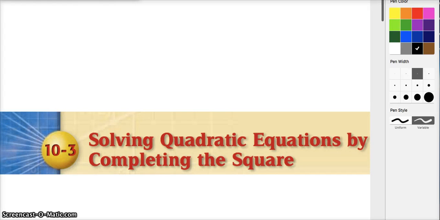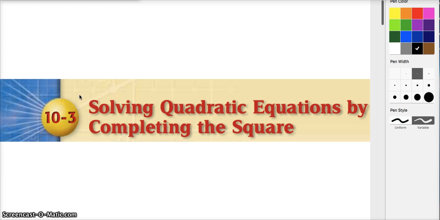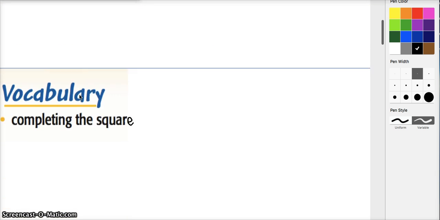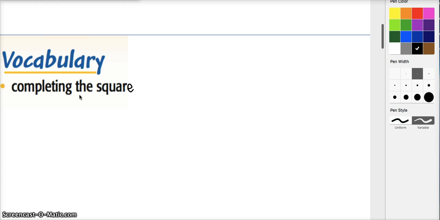Hey everybody, we're in section 10.3, and we're solving quadratic equations by completing the square. The last section I didn't really want to emphasize it as much. We did look at solving quadratic equations by factoring, but sometimes you're going to have quadratic equations where you cannot factor, and that's when this idea of completing the square comes in. So let's talk a little bit.